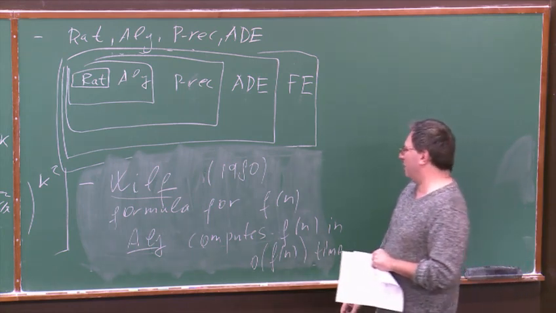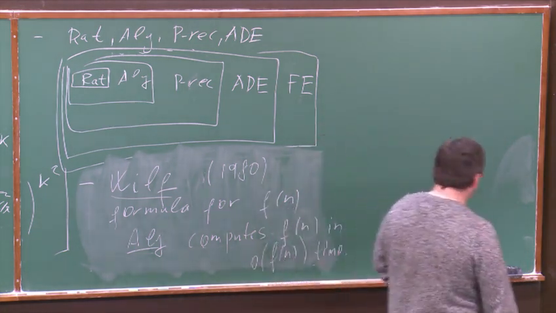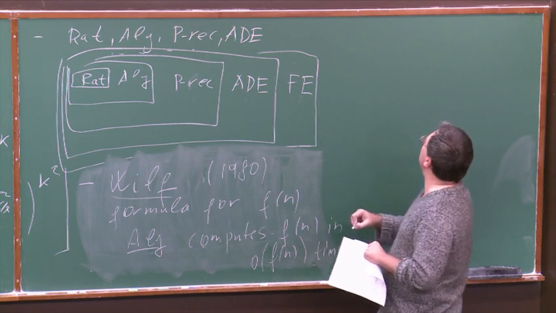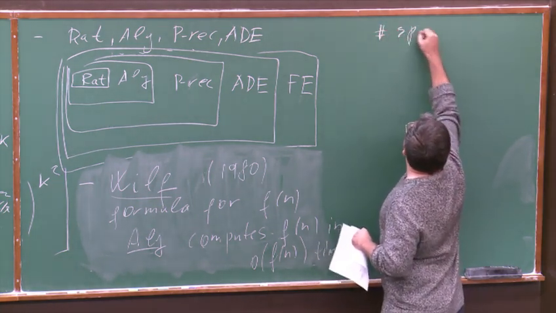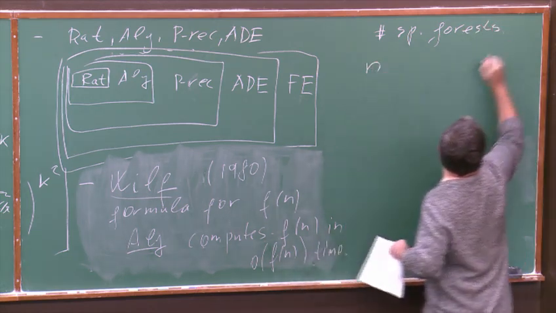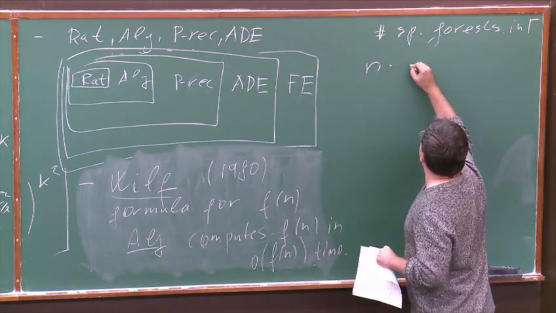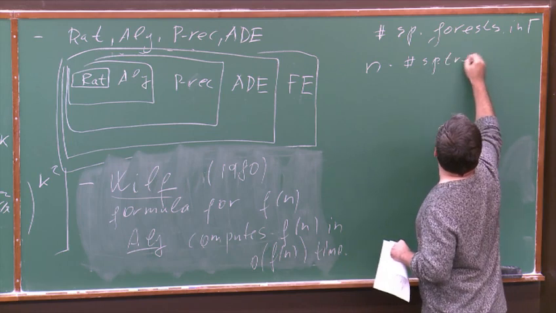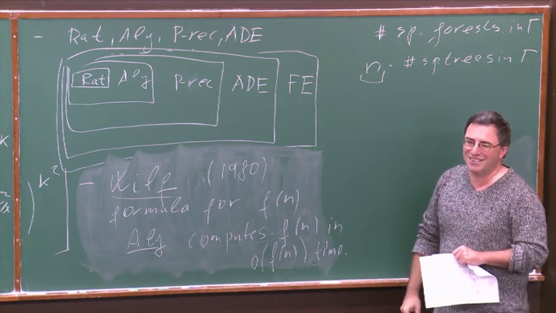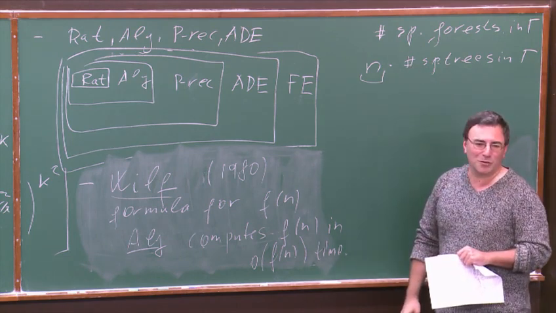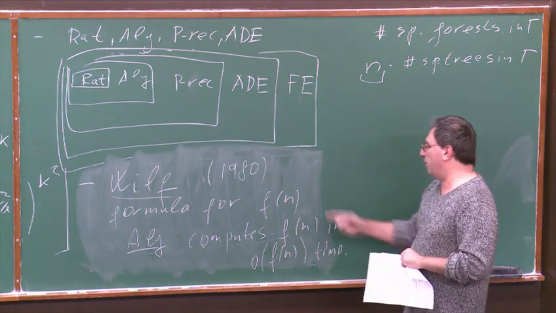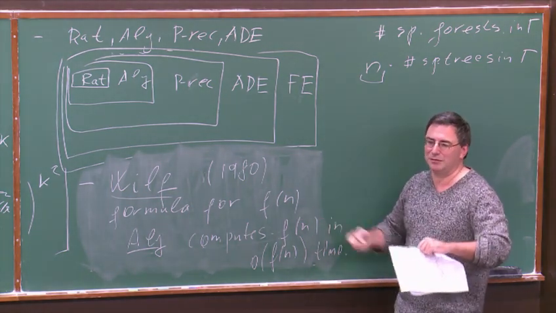It's not a good definition because basically anything is a formula. By this definition, if you want, for example, to compute the number of spanning forests in graph gamma, then this is n times the number of spanning trees in gamma. And because computing n is so fast, this becomes a formula. Not a very good formula. So what he really meant is we need to think of a formula as an algorithm, not some kind of product of some stuff.